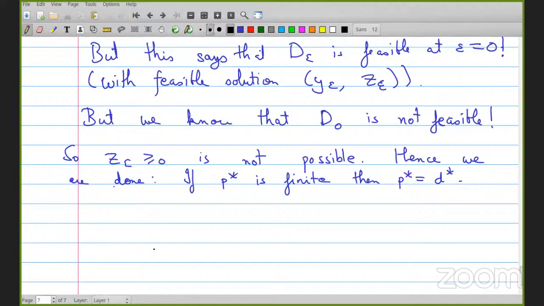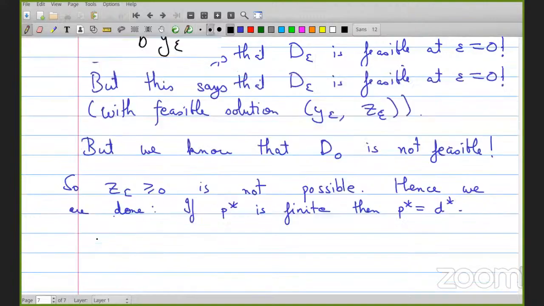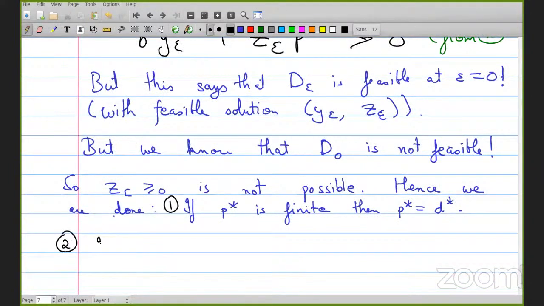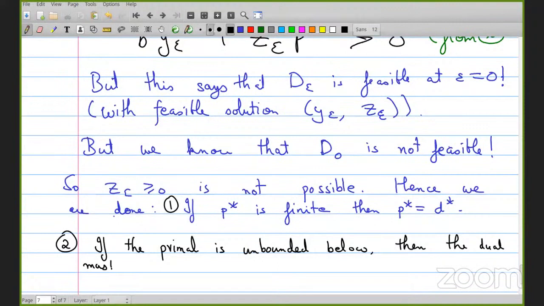So one thing that is easy to see from the weak duality proof is the second thing: if the primal is unbounded below, then the dual must be infeasible, because if you look at the weak duality proof carefully, it says that every feasible solution of the dual has an objective value that is less than or equal to the objective value of every feasible solution of the primal. But if the primal is unbounded below, that means the dual cannot have a feasible solution. It must be infeasible.